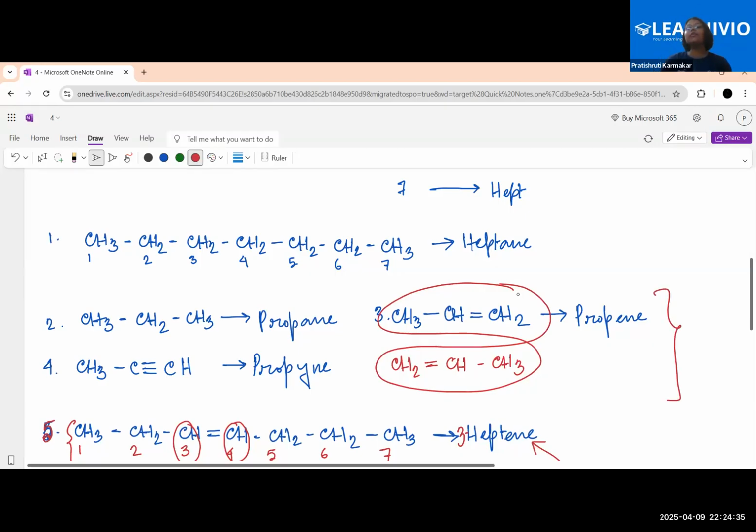So up to propene, it's fine if we don't mention the number. When it comes to double bonds, we don't have to add a number in propene. But from butene onwards, like pentene, heptene, in all cases, we have to mention the number. Fine? Yes, ma'am. Okay.